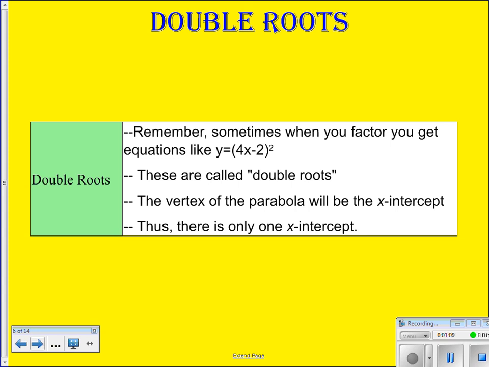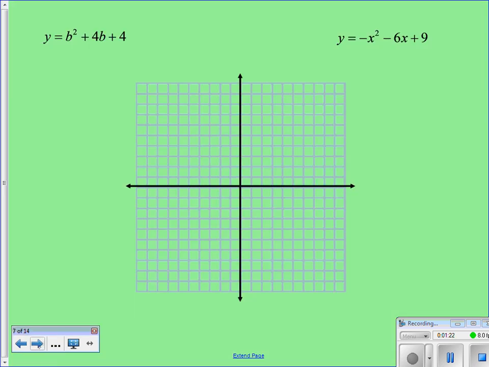So we're going to take a look in a little bit at what that looks like. So the vertex of the parabola is going to be the x-intercept. That's what the double root means. It's going to be the x-intercept. So there's only one x-intercept. It makes sense. Let's take a look at graphing some of these.